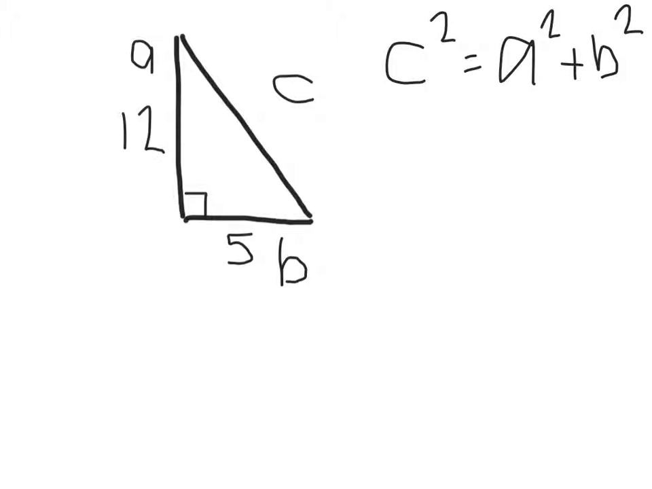Once we've got that written down, we can substitute some numbers in. We keep our C squared the same because we don't know what that is yet. But we do know what the value of A is. If we look over at our diagram, the length of A is 12, so 12 squared plus, we do know what B is. Looking at our diagram again, B is equal to 5, so 5 squared. So at the moment we've got C squared is equal to 12 squared plus 5 squared.